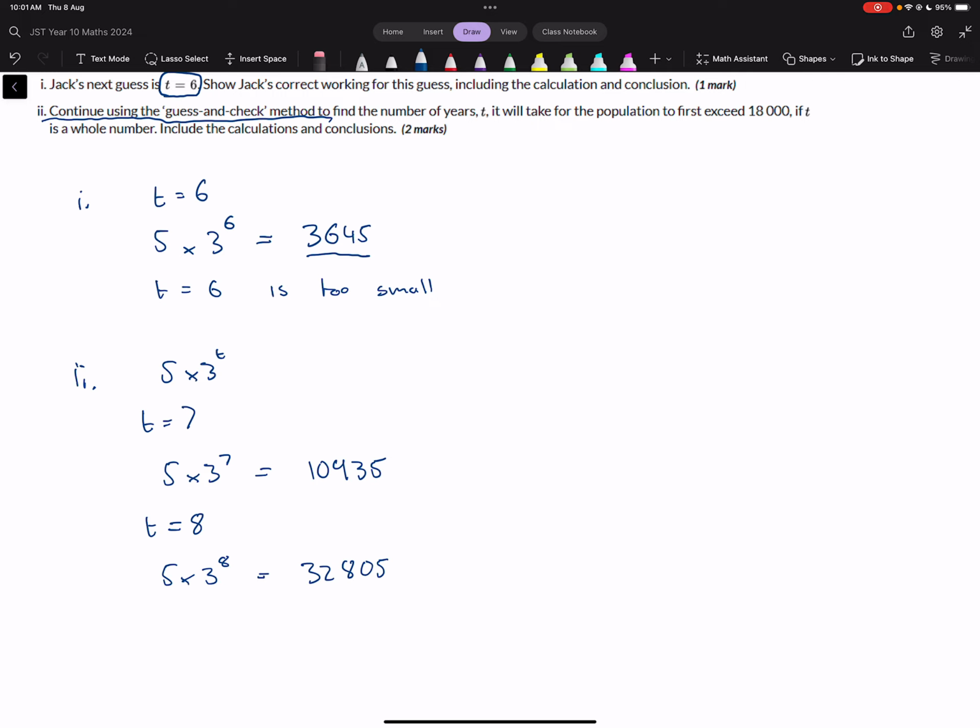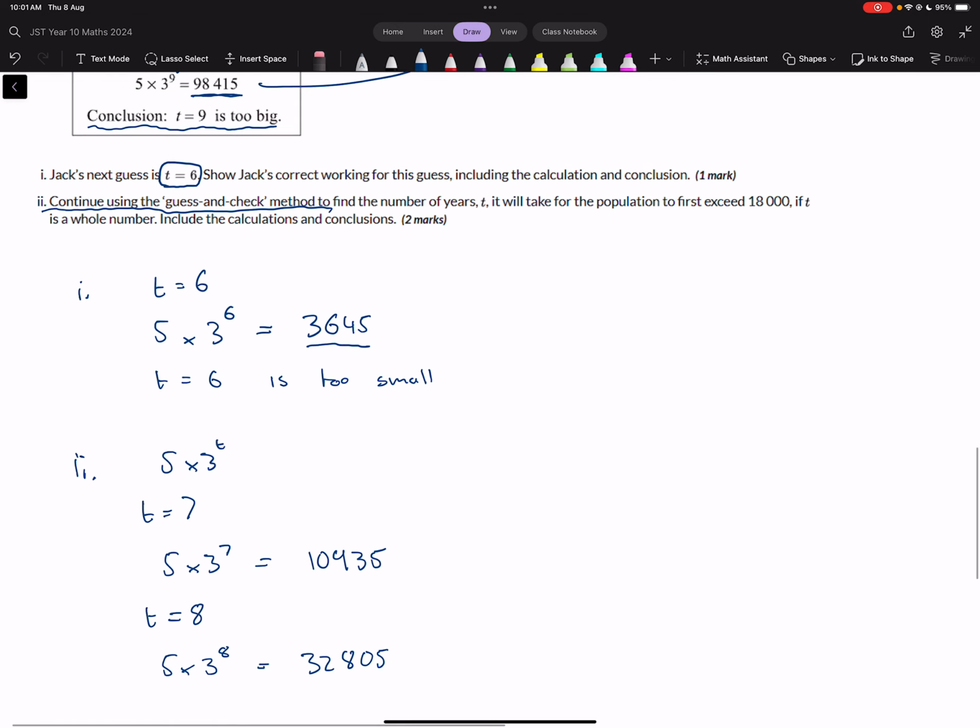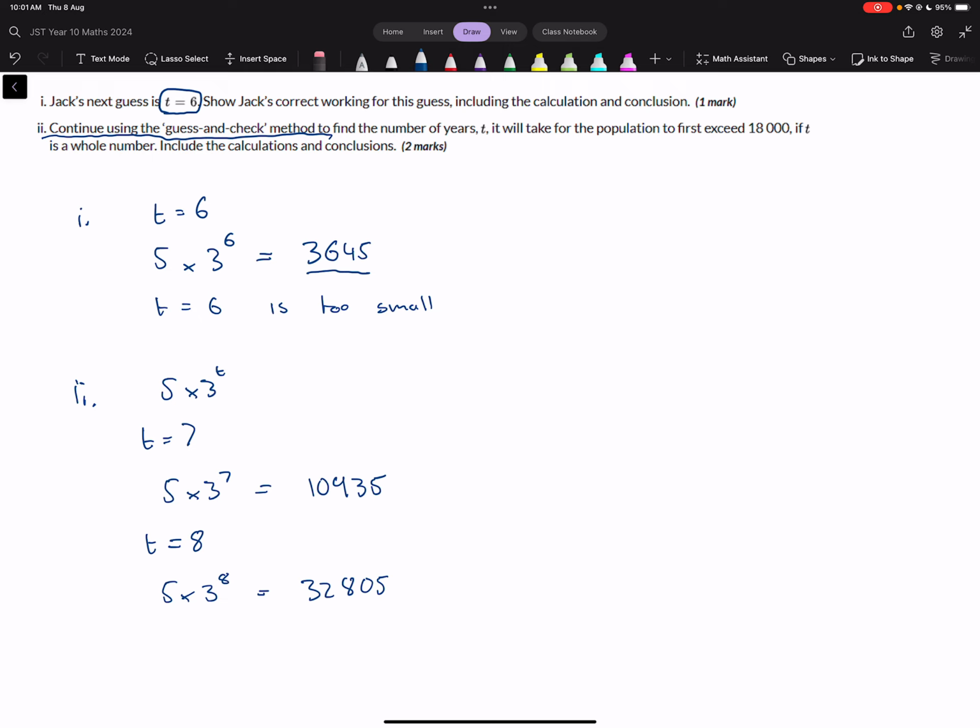So that means that at some point in the 8th year, we went over 18,000. Now, the question only asks us to find t to a whole number. So we're done there. We know that, therefore, in the 8th year, the population goes over 18,000.